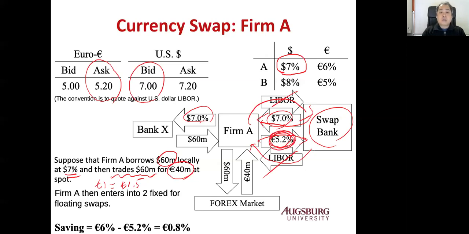So what firm A actually does is pay 5.2% euro interest, and they could otherwise only get 6% interest rate for euro. It means that firm A saves 0.8% in euro, right?